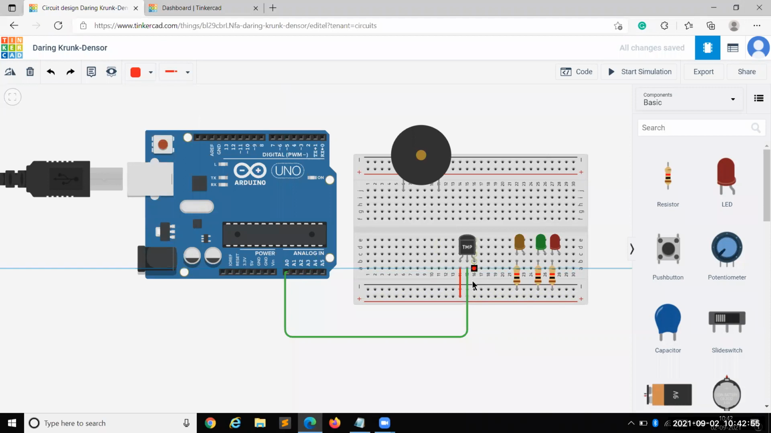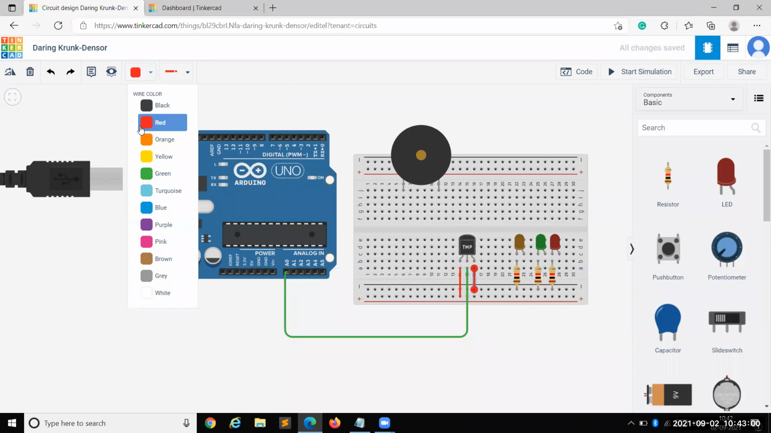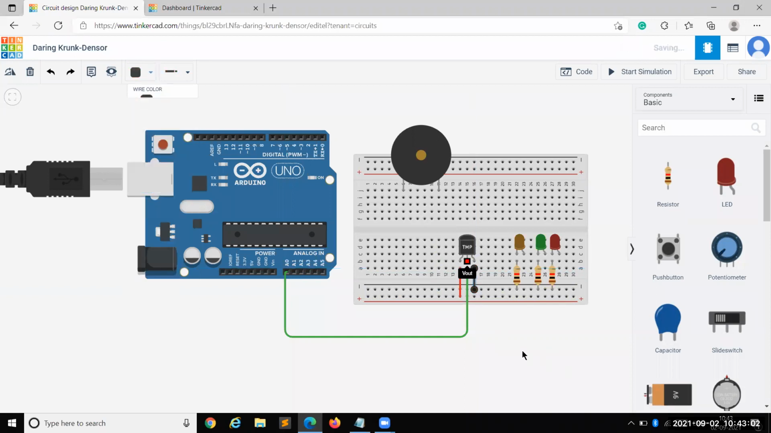This one comes to ground. As we know, positive is red, negative is black. So this is how the temperature sensor is connected. One is connected to the positive, one is connected to the negative, and this one is connected to the analog input.